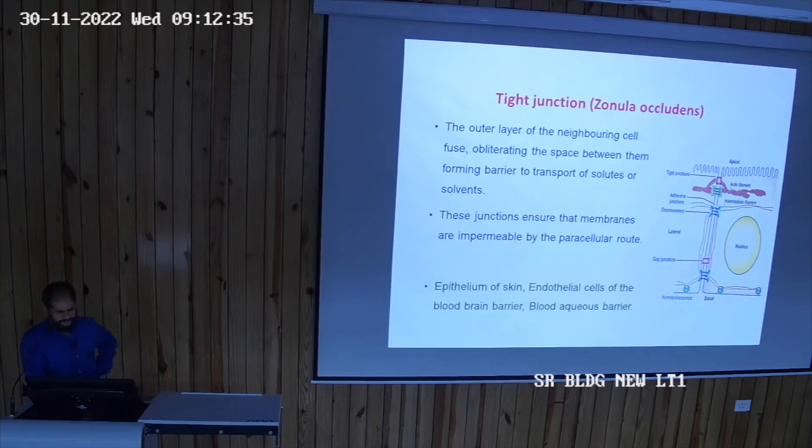These are found in structures like the epithelium of the skin, endothelial cells of the blood-brain barrier, and there is the blood aqueous barrier also. So these are the examples where tight junctions are found.